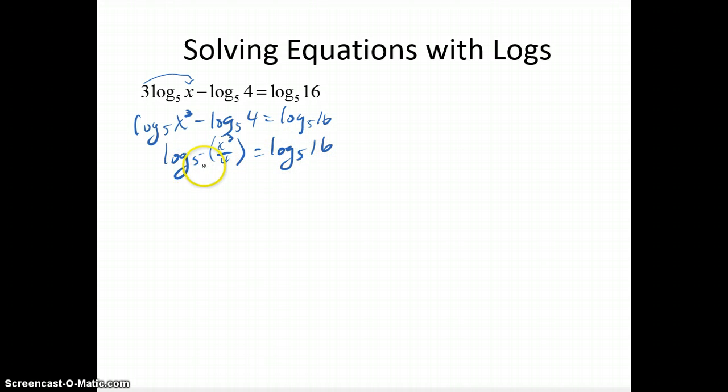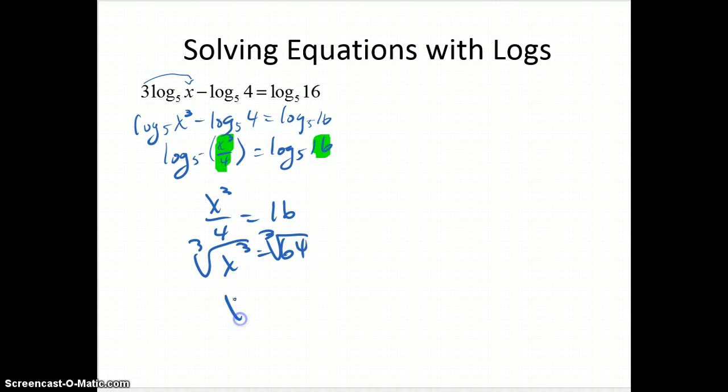Now that we have 2 logs that are set equal to each other, their values inside of the logs must also be equal to each other. So x to the third over 4 is equal to 16. x to the third is equal to 64 by multiplying both sides by 4. And then taking the cube root of both sides, we get x is equal to 4. I would suggest plugging this back in to make sure that it works. Okay, just to make sure that you did it correctly.